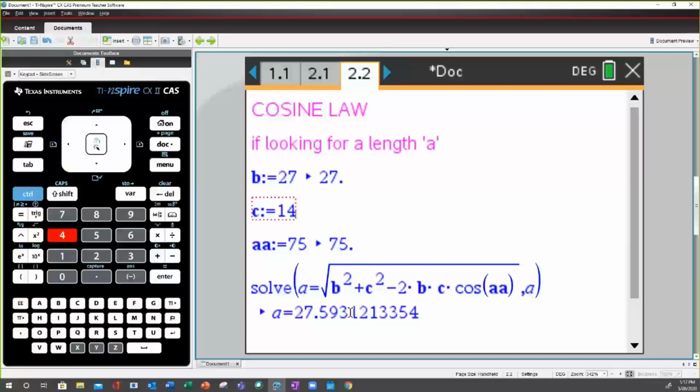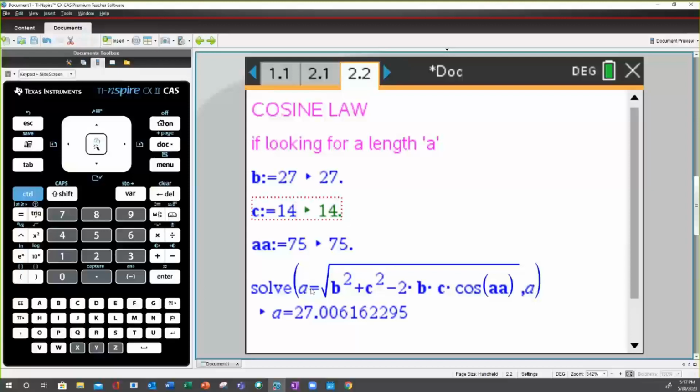And if you properly label it like I have, cosine rule, if looking for length A, you know exactly what that document's doing, so it could be really handy in an exam situation. So there we've got 27 kilometres is the value of our missing side length.